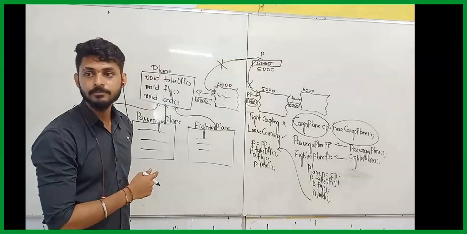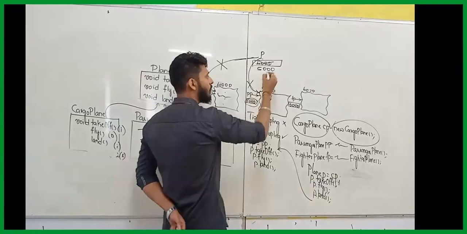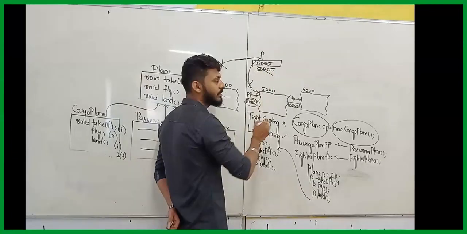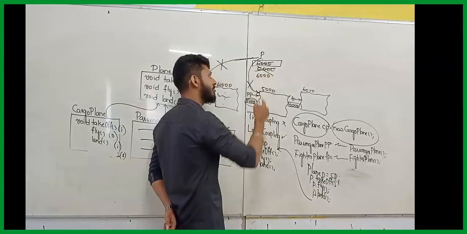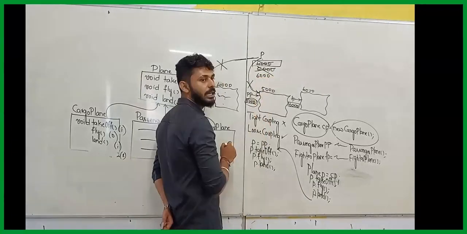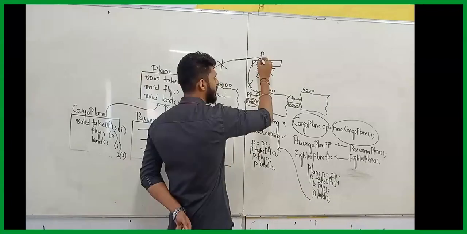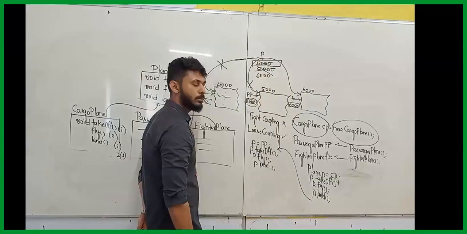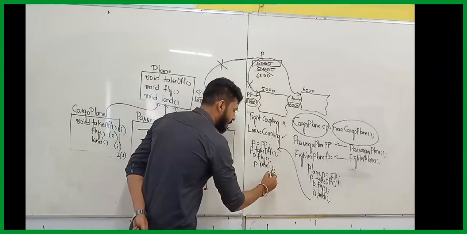I don't want this to be present here. I want this one. Whatever is the address of FP, I'll copy that. Which means where is your P pointing now? It is not pointing to here anymore. It is pointing to the same place where your FP is pointing, because what I have said is, whatever is the address of FP, copy that to P.